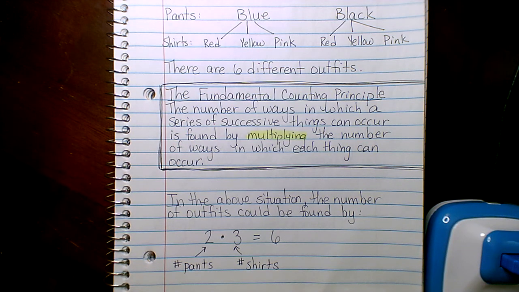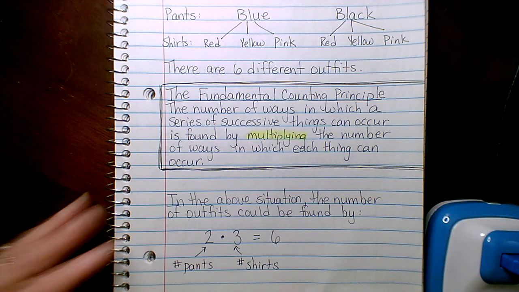So remember in the last section when we did the tree stuff, that we had like 8 different outcomes for the gender of 3 different children. Well, 2 times 2 times 2, right? We have 2 choices for the first child, 2 choices for the second, 2 choices for the third.